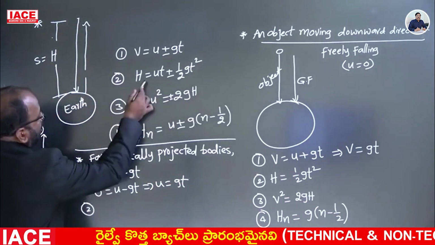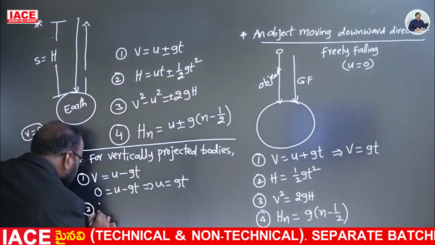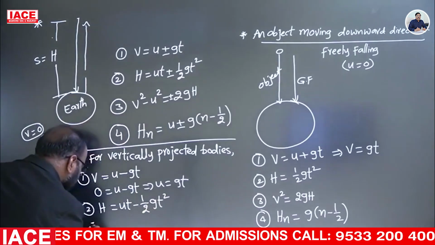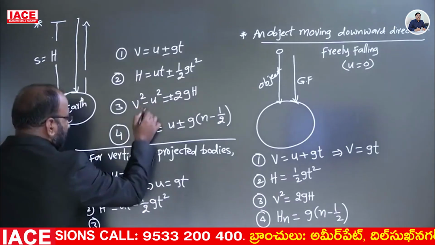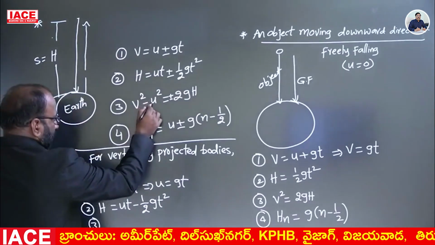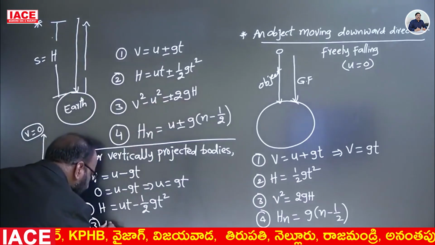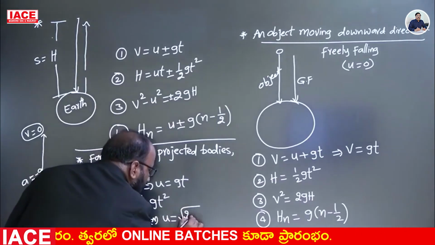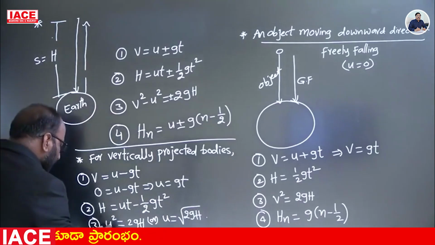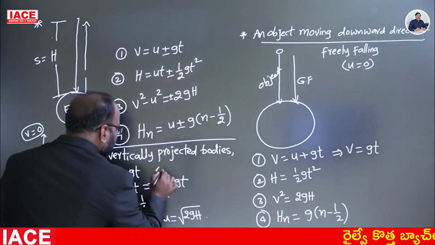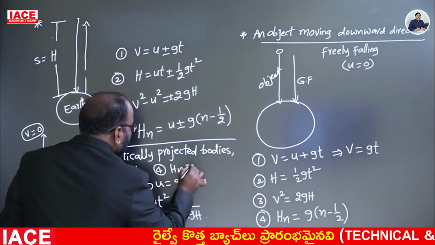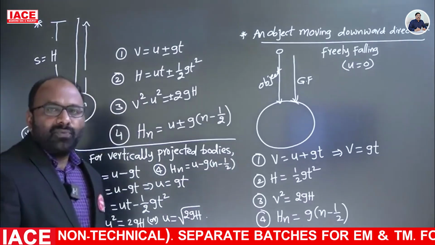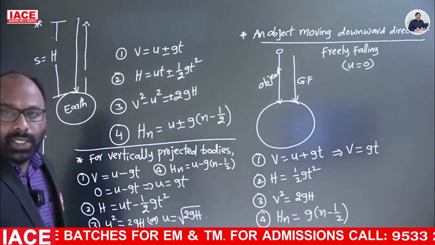Second one, hn is equal to ut plus or minus half gt square, which is equal to ut minus half gt square. Third one, v square is 0, so 0 is equal to minus u square is equal to minus 2gh. The minus signs cancel. u square is equal to 2gh, or it is also represented by u is equal to root 2gh. Finally, hn is equal to u minus g into n minus half. These are the kinematical equations for the vertically projected body. Okay.